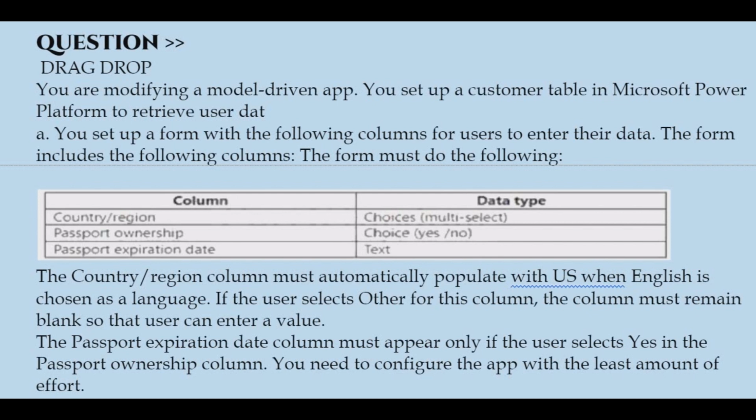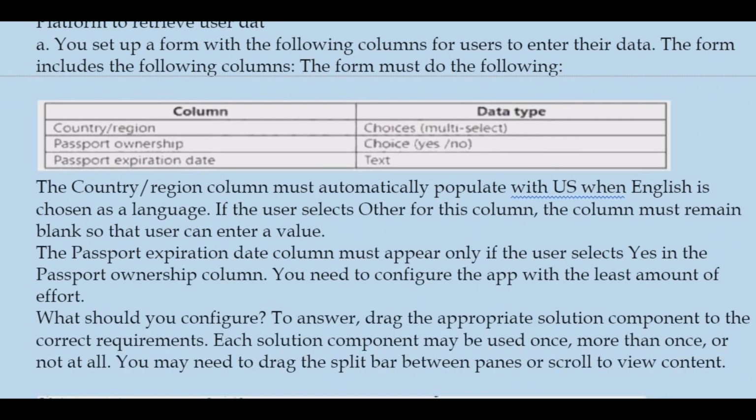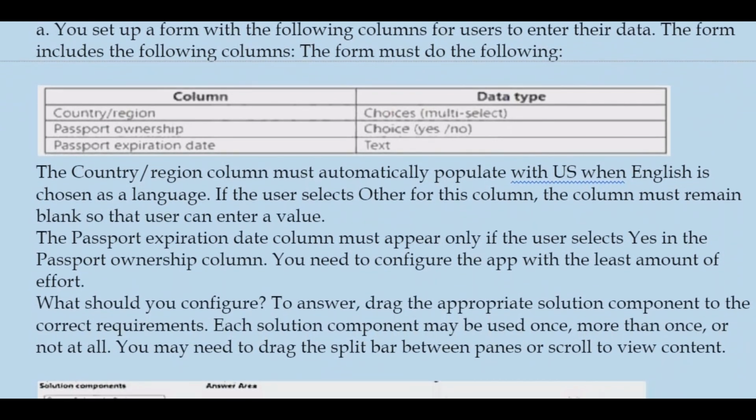The country region column must automatically populate with US when English is chosen as a language. If the user selects others in the form of this column, the column must remain blank so that the user can enter a value. The passport expiration date column must appear only if the user selects yes in the passport ownership column. You need to configure the app with the least amount of effort.